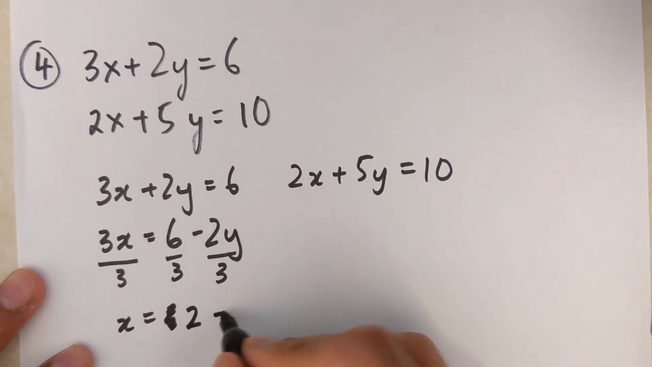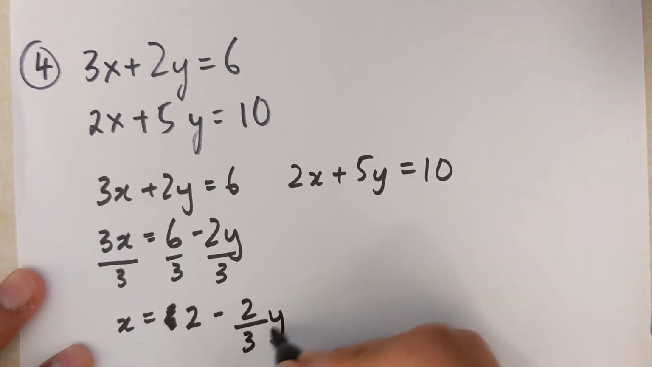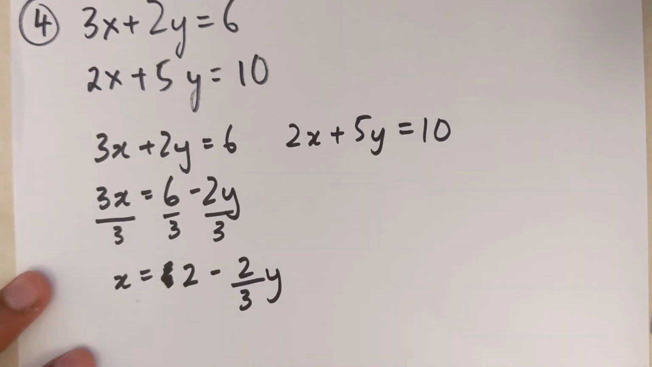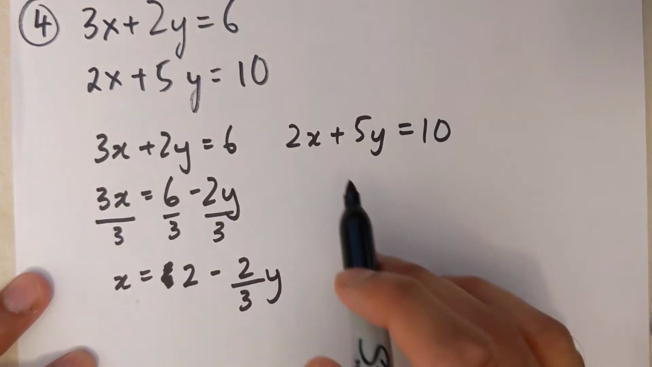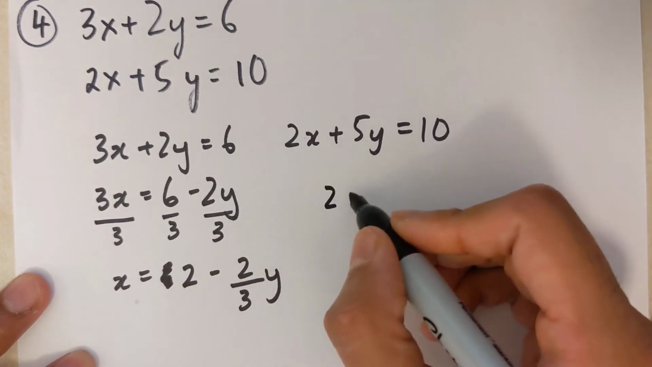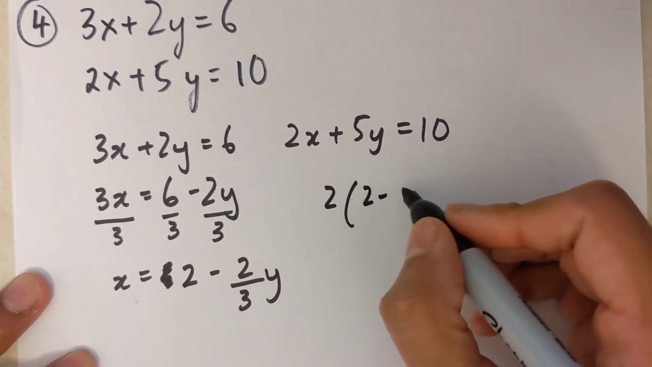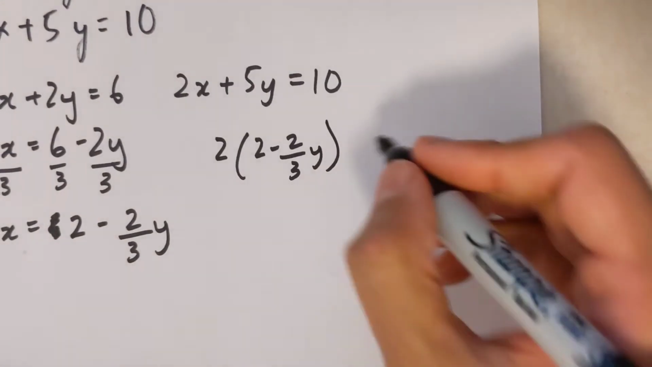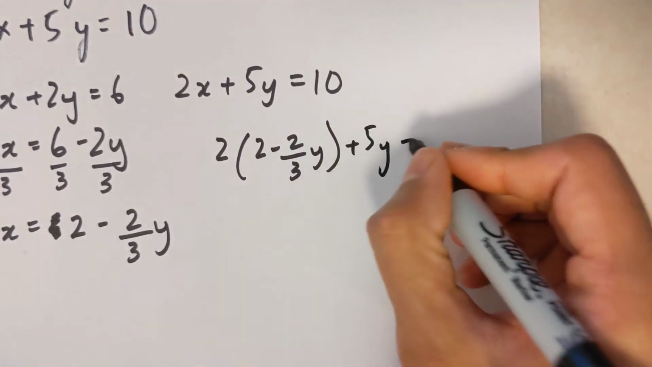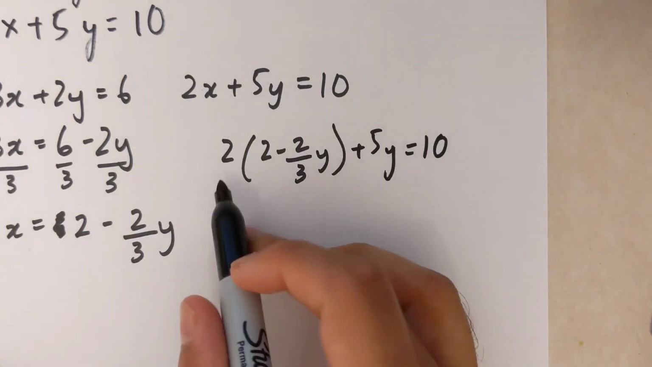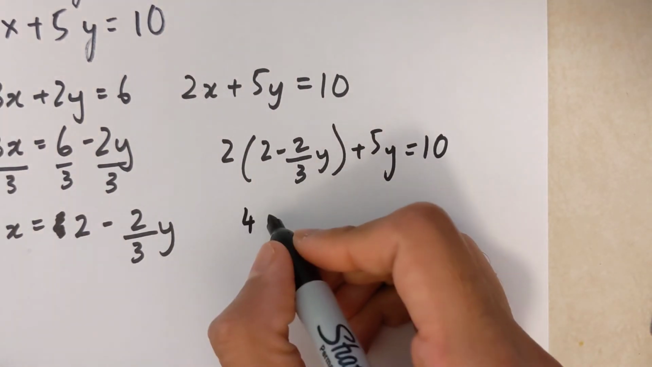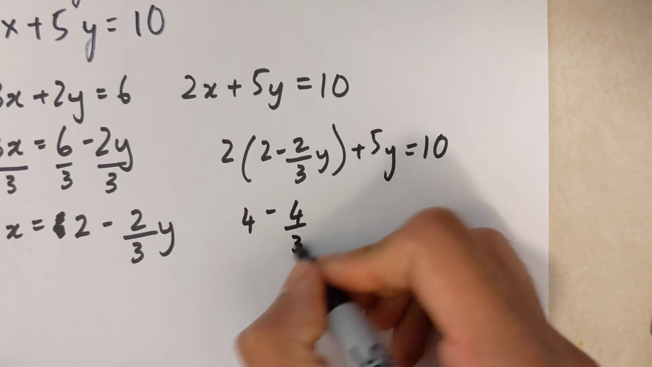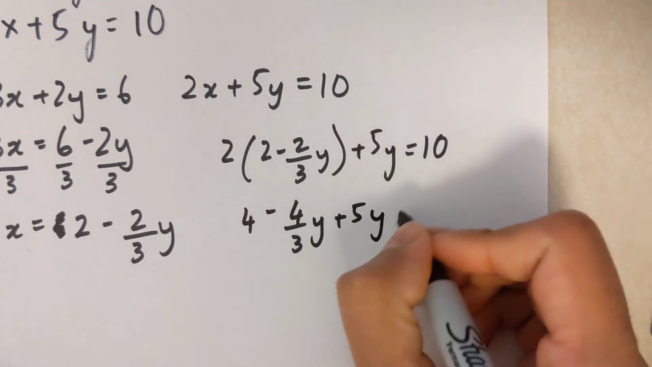2 minus 2 over 3 y. So now I have x isolated here. I'm going to sub it in over here. So 2 times 2 minus 2 over 3y plus 5y equals 10. And multiply the 2 into the bracket. So 4 minus 4 over 3y plus 5y equals 10.